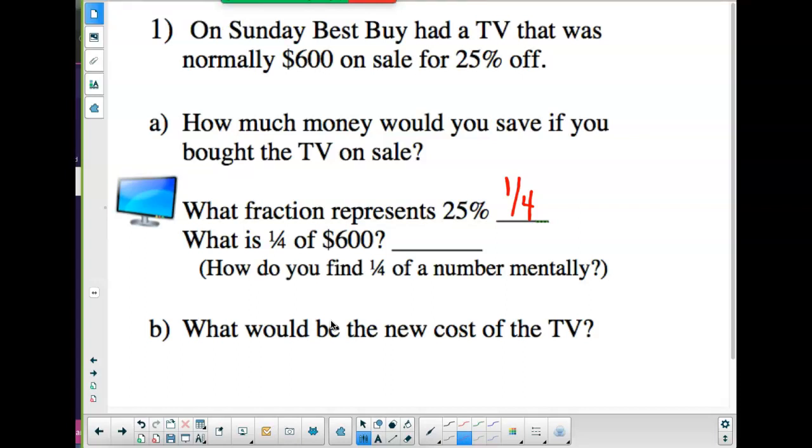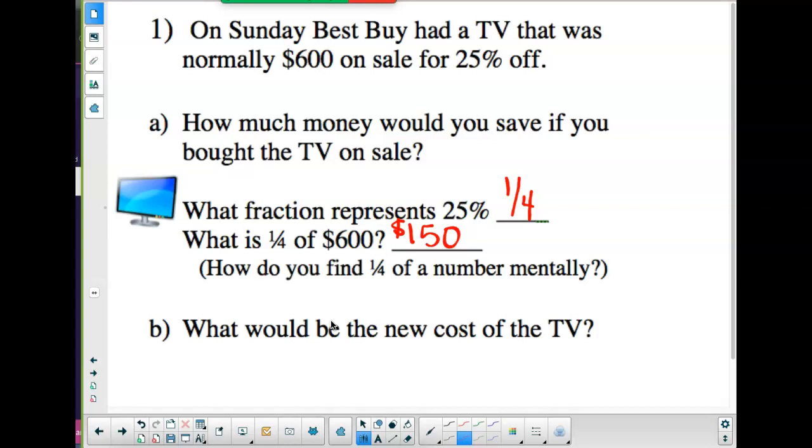What's half of 600? 300. What's half of 300? 150. You just divided by 4. Okay, we should be able to start making those connections in our head. To divide by 4, just cut it in half twice. Okay, so we would save $150 on that TV.